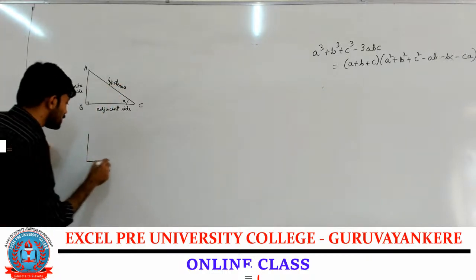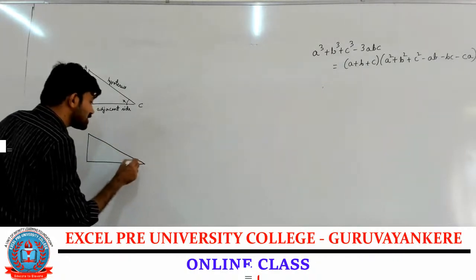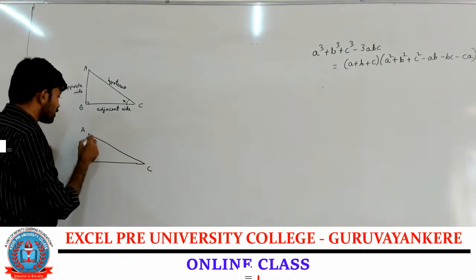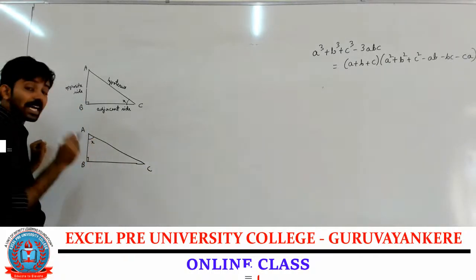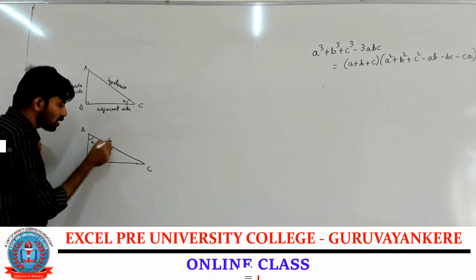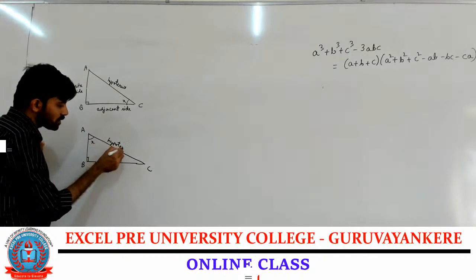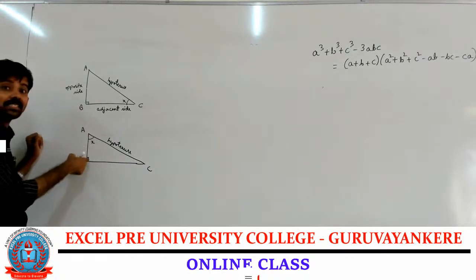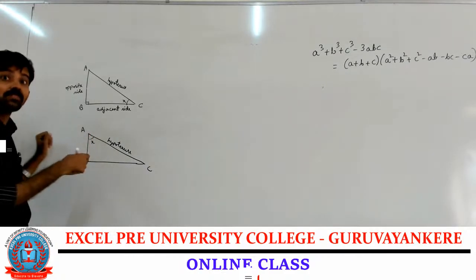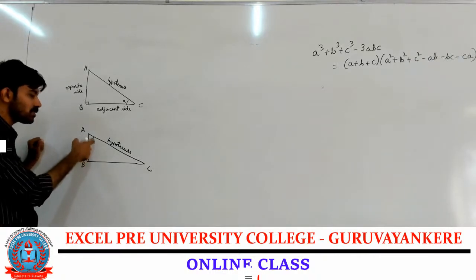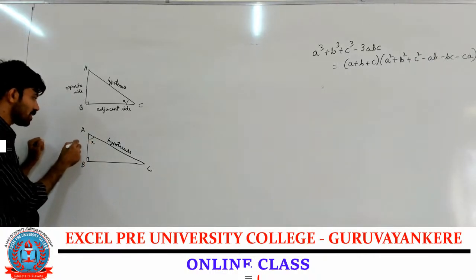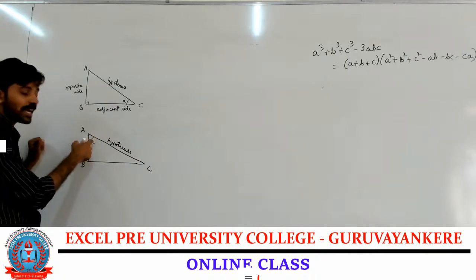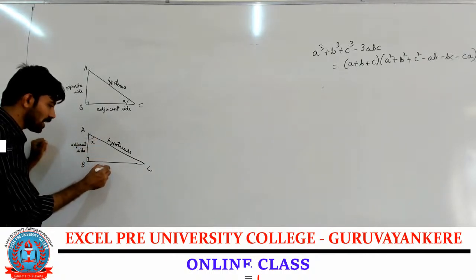Suppose you take a triangle ABC and mark this. It depends upon the angle x. If this is angle x, the side opposite to 90 degrees is called the hypotenuse. This is always the hypotenuse only. And this side is the adjacent side to angle x. Adjacent means touching. This side is touching the angle x, so this becomes the adjacent side. And the side opposite to angle x is called the opposite side.